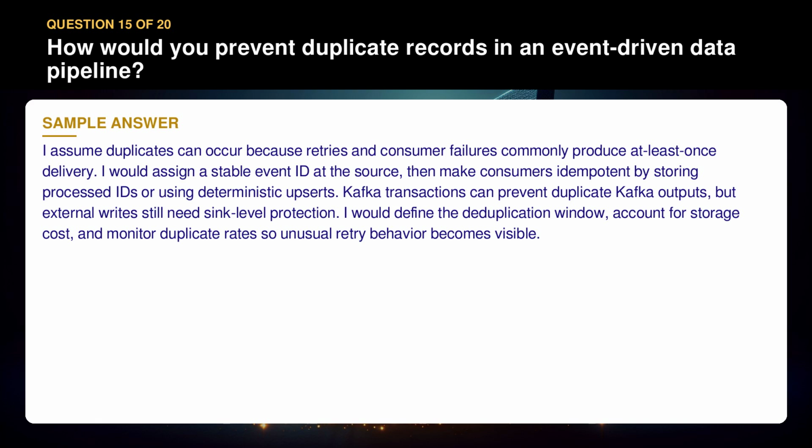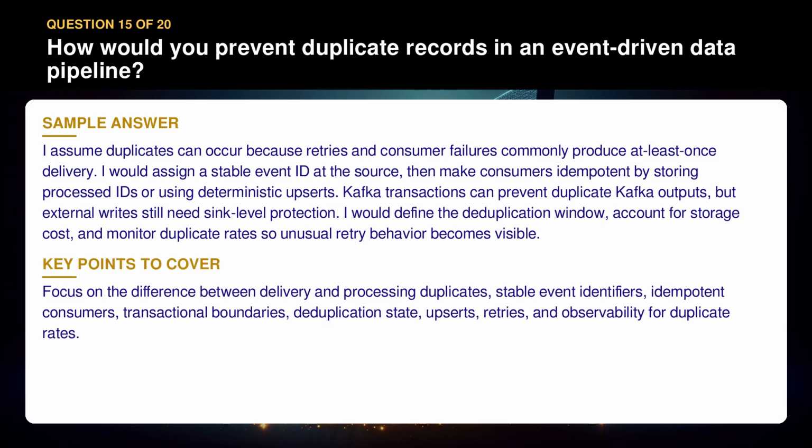I would define the deduplication window, account for storage cost, and monitor duplicate rates so unusual retry behavior becomes visible. Focus on the difference between delivery and processing duplicates, stable event identifiers, idempotent consumers, transactional boundaries, deduplication state, upserts, retries, and observability for duplicate rates.